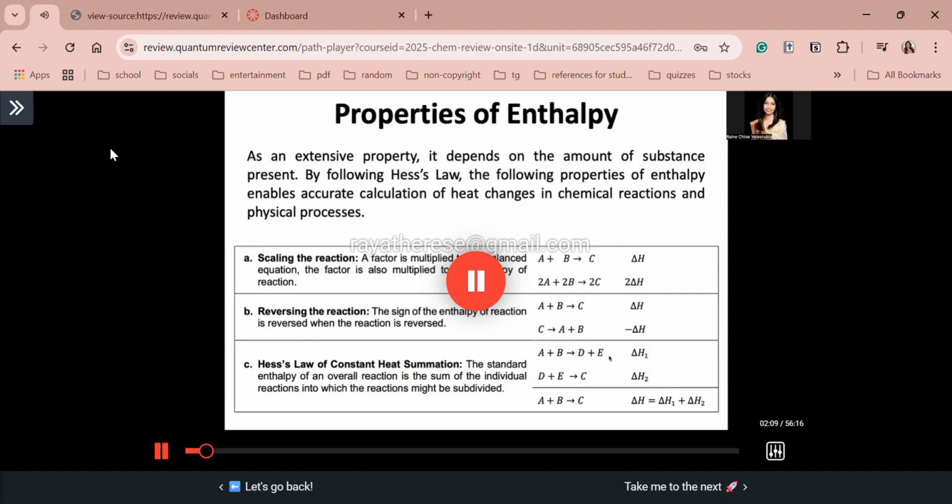Oh, tingnan natin sa example na ito. When you combine reaction 1 with reaction 2, maka-cancel out lang si D plus E, right? And this results in an overall reaction of A plus B forms C. Tapos, ang value ng delta H nila is the summation of delta H of the first reaction and delta H of the second reaction.